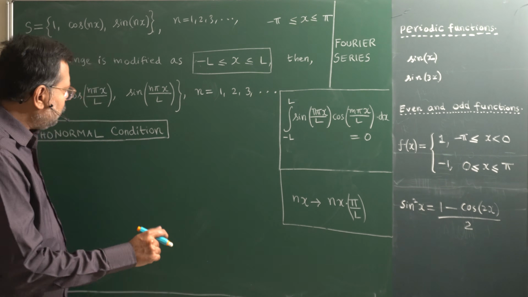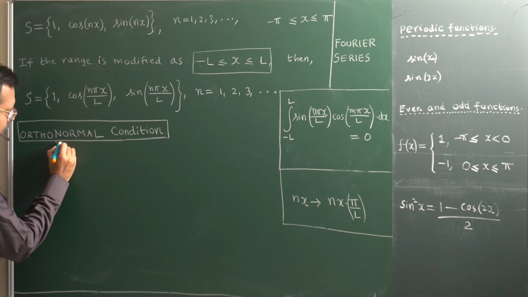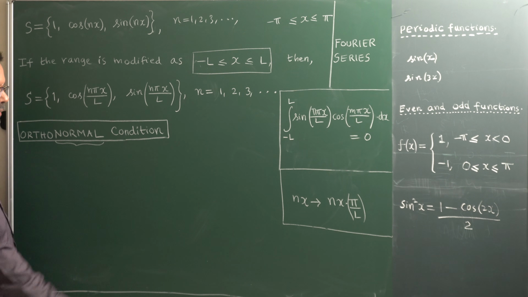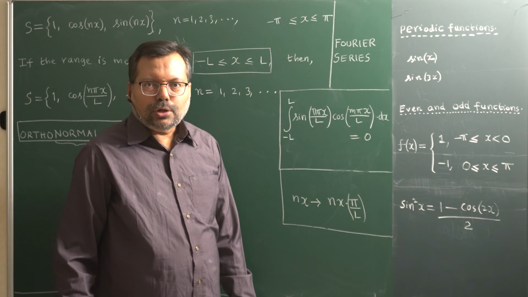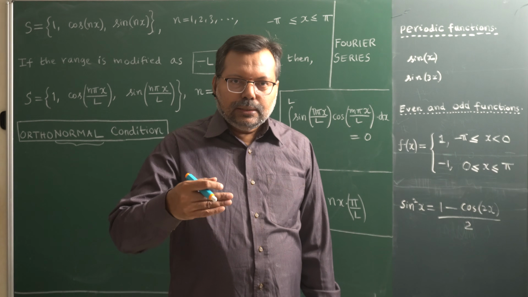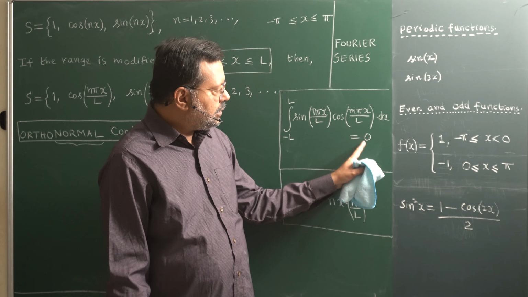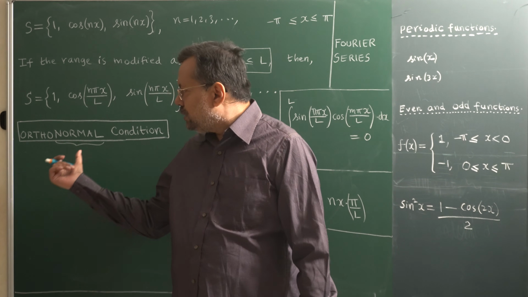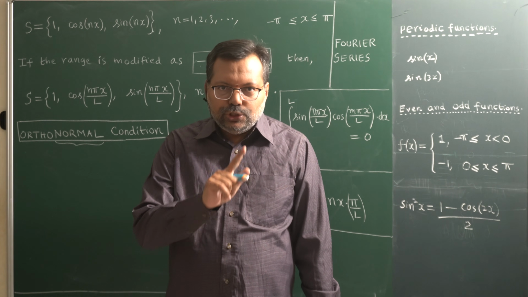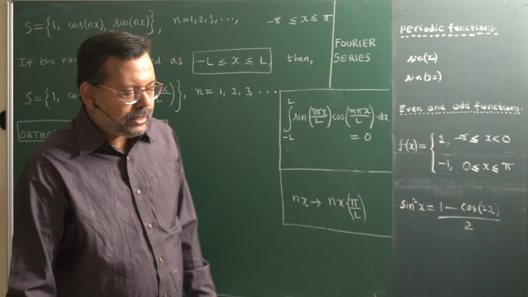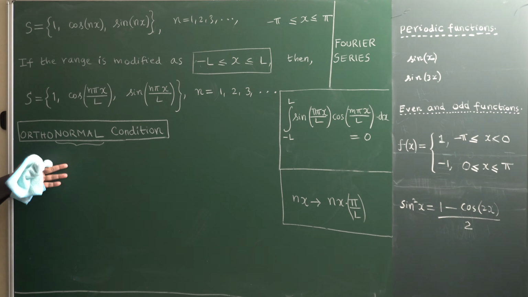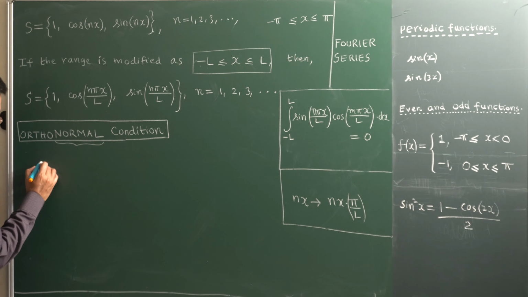Now what we are going to see is something extra. Here I have written some extra word. This is an orthonormal condition. Normality condition means that sometimes the integral must be 0 and sometimes it should not be 0. So these are the 0 conditions, and now we are going to see under what conditions it should not be 0. So that is the second condition that we are going to have. Let us see the first one.